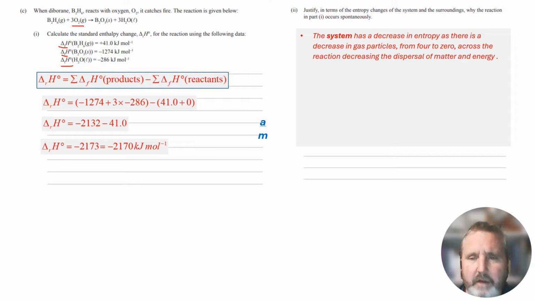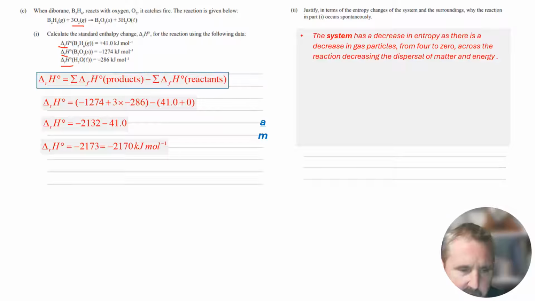Okay, so that's kind of a statement we just chuck in there. It's decreasing the dispersal of matter and energy. If it was the other way around, we would say increasing. So that's what's happening to our system. What's happening to our surroundings? Well, in order to know that, we need to look at the delta R value. And it so happens that we calculated the delta R value.